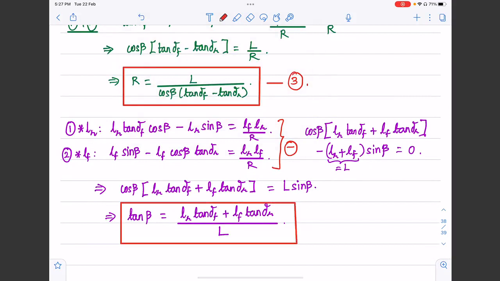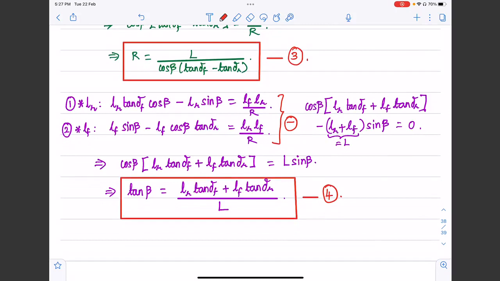Right? So in this equation, we can immediately see that this is a solution for beta, and we can observe that the right-hand side of the equation contains all known parameters. Delta F is known, delta R is known. Those are the inputs to the model. LF, LR, and capital L are known. So we can immediately get beta.